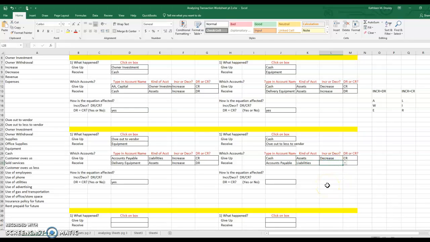Do we have more or less that we owe out than we did 5 minutes ago? Well, it says right up here in the what happened, we owe out less to the vendor than we did 5 minutes ago. So we have a decrease in a liability. So we go to our chart, and liabilities is here. If we have an increase, it's going to be a credit, but we don't have an increase. We have the opposite. We have a decrease, so we're going to use the opposite of credit, which is debit. Now, we have one debit and one credit, and so our debits equal our credits, and we can say yes.